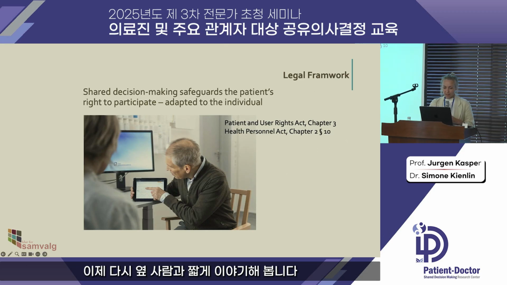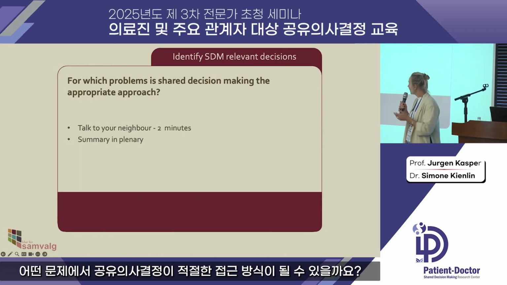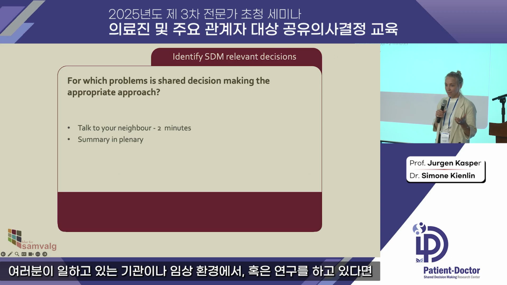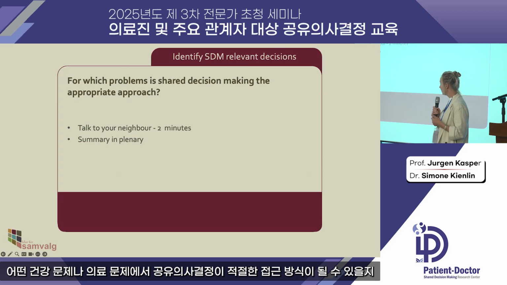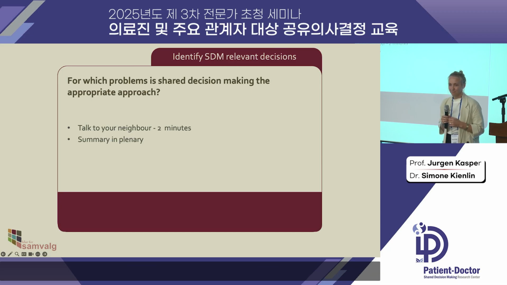So now I would like you to discuss a little bit with your neighbor. For which problem is shared decision making appropriate where you work? Or if you're not working clinically anymore, you're only working with research, then think about some medical problems, health problems, where shared decision making is an appropriate approach. Just sum up in 2 minutes.